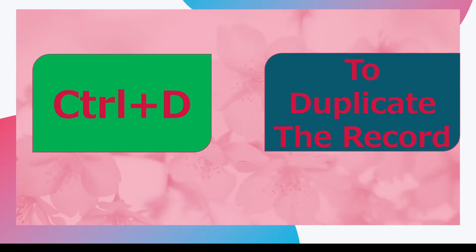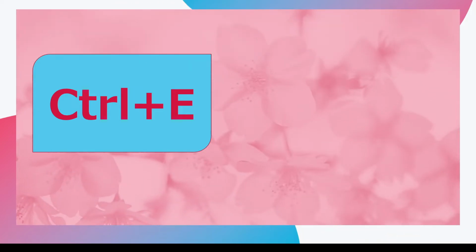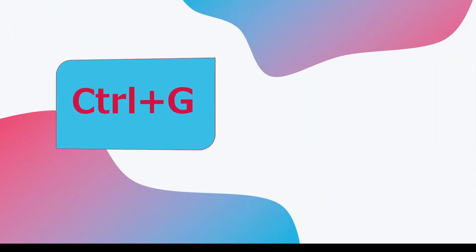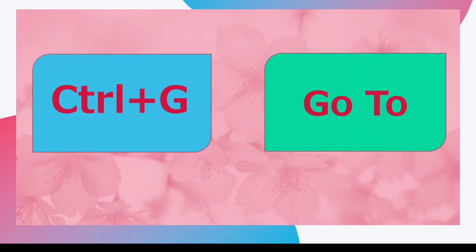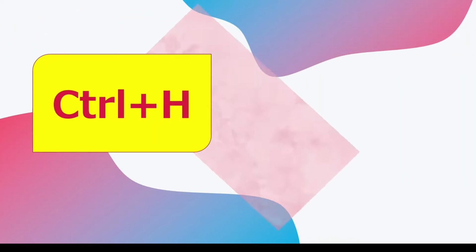Next is Control D. Control D is used to duplicate the record. Next is Control E. Control E is used to make the center alignment of the text. Next is Control G. Control G is used to go to or to jump to the other section on the page.